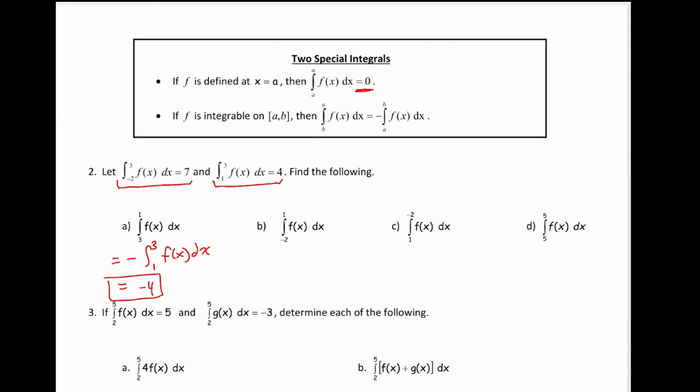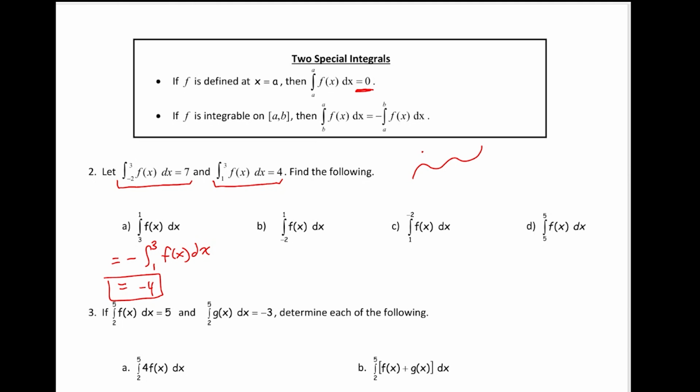Now, B is really the only kind of tricky one here, but I think if we try to visualize it, it won't be as bad as you might think. So let's say I don't know exactly what f of x is. It doesn't give us really any information except for the area under these two intervals. But let's just say it looks something like this, okay?